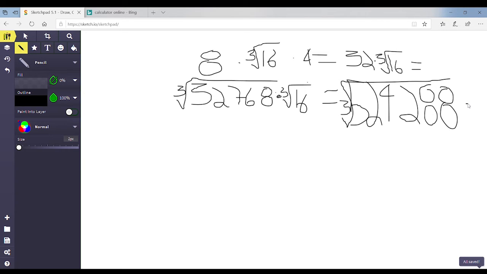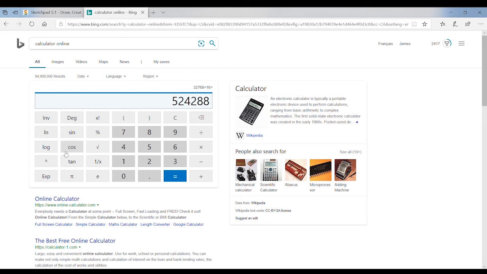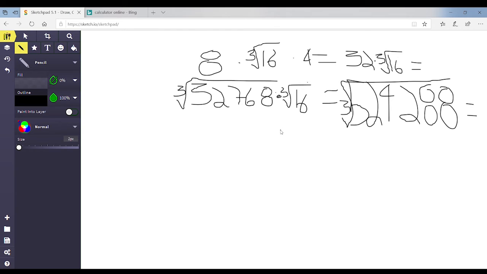Now let's actually evaluate that. If it's a positive, let's put it to the power of 1 divided by 3, which is the same thing as taking the cube root. So we took the cube root of that and got 80, let's just round it to 80.6.